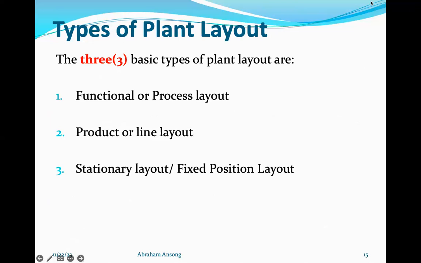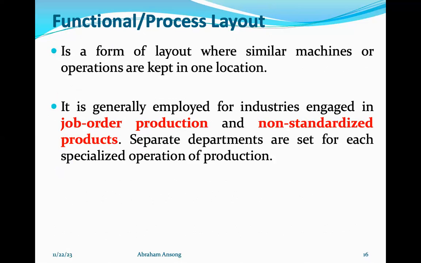So, types of layouts. We have three basic types of plant layout. We have the functional or process layout. We have the product or line layout. And we have the stationary layout, or fixed position layout. When we were explaining the factors that influence which type of layout to use, we mentioned some of these types of layout. So let's look at what they actually mean.